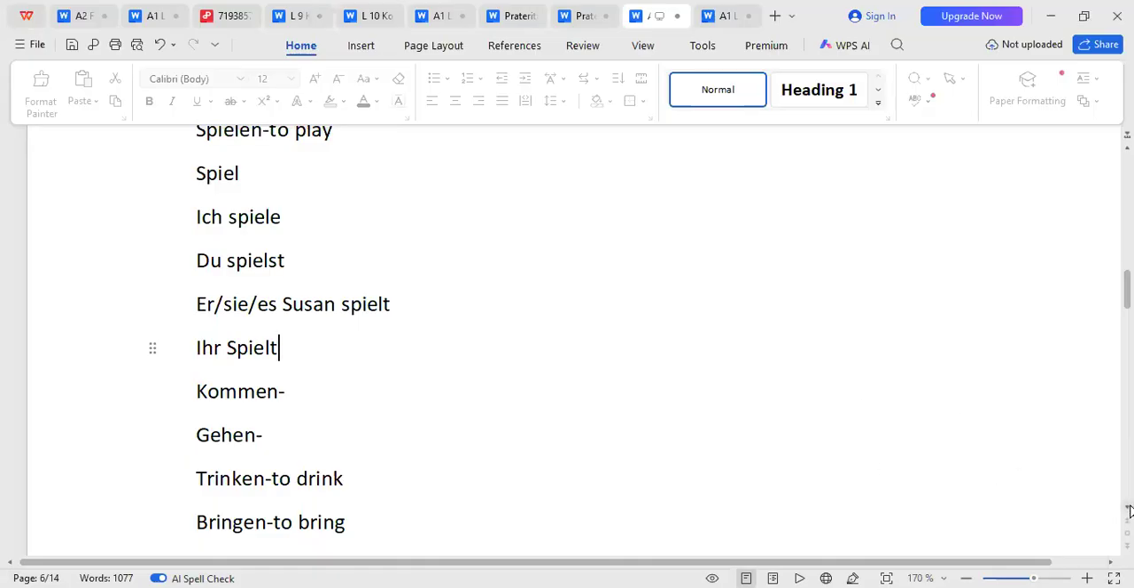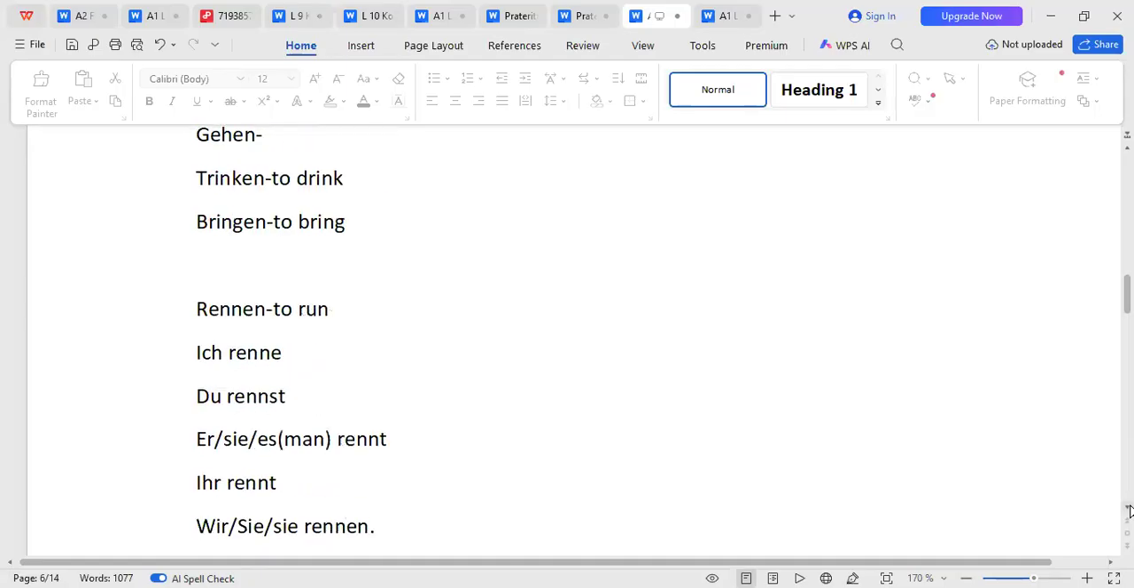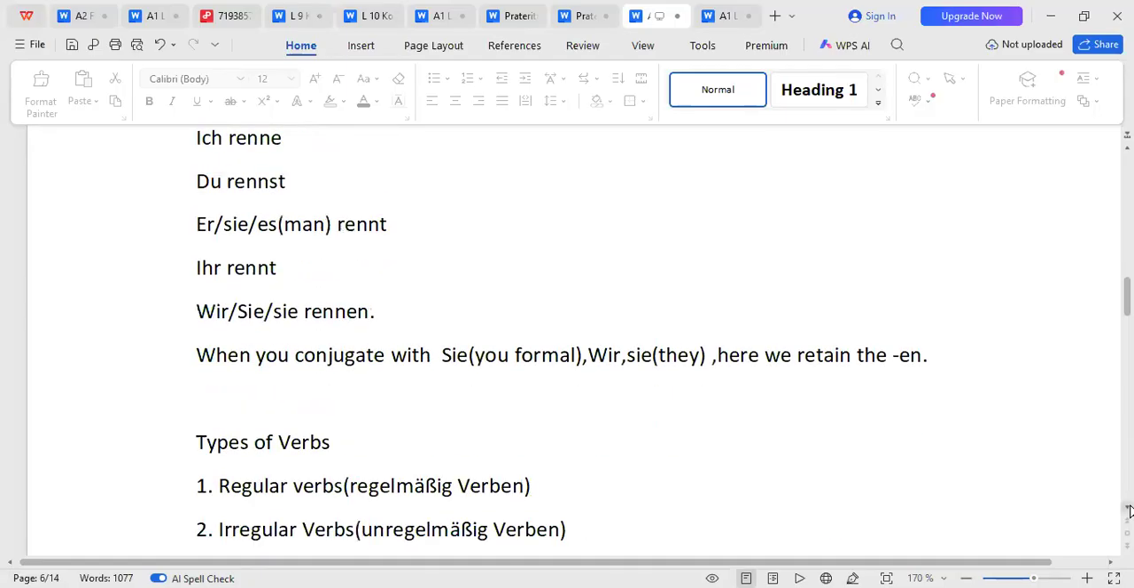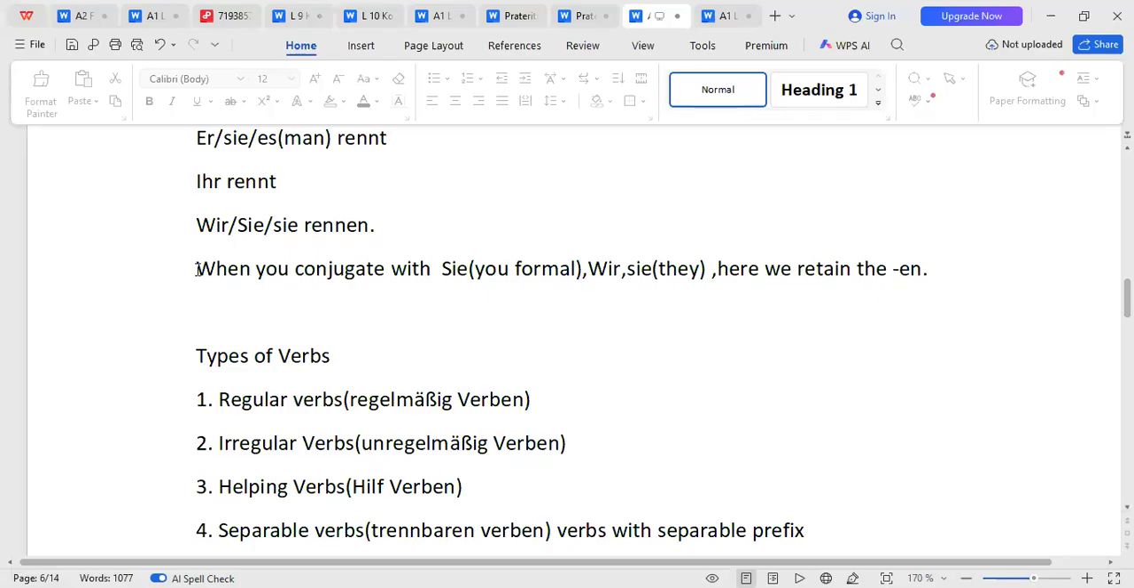Then you're going to the last rule. The last rule is this one here. When conjugating with sie, which is you formal, wir, which is we, and sie for they, here is very simple. We retain the en. I will tell you how it works.